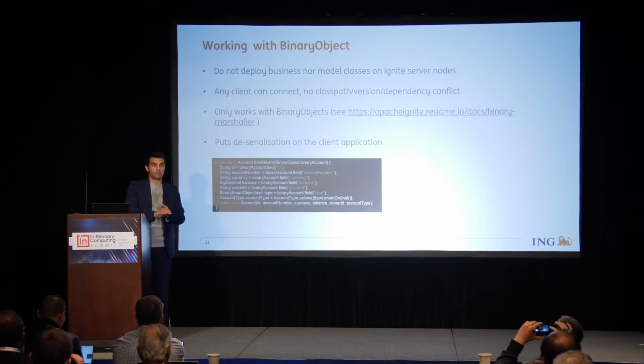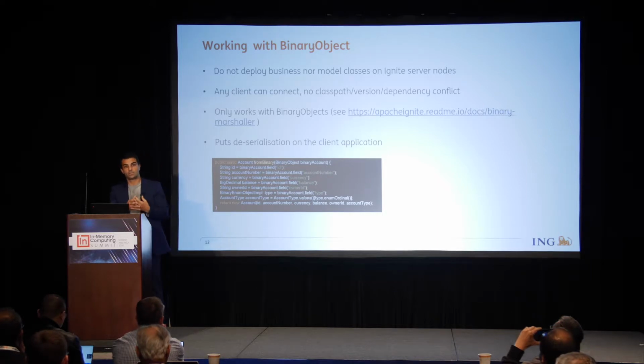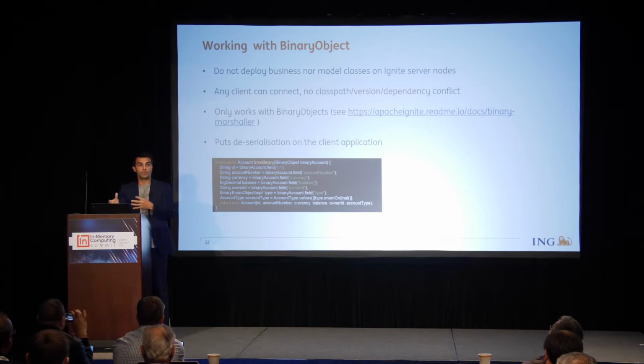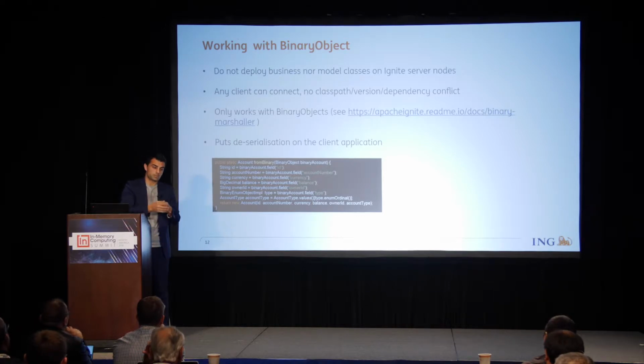Now we're going to look at what we explored. So we decided to look at binary objects. As you might know, when Ignite stores data in its cache, it stores it in the form of a binary object that helps it to be compatible with different types of languages. So you can connect with a .NET application to an Ignite framework where the client was a Java client and put data as a Java client. So everything is stored as a binary object.